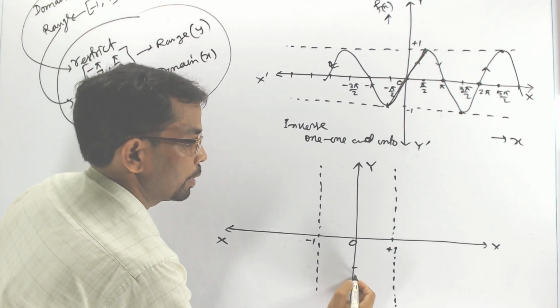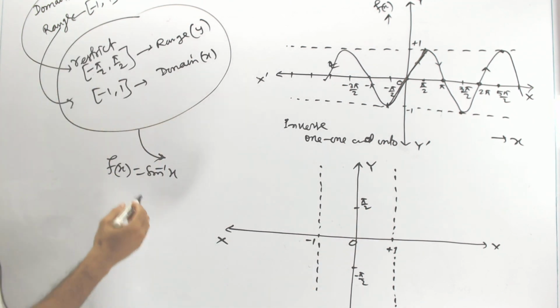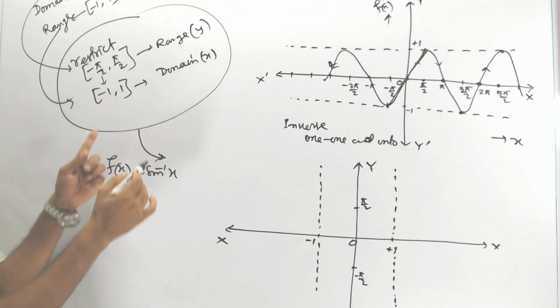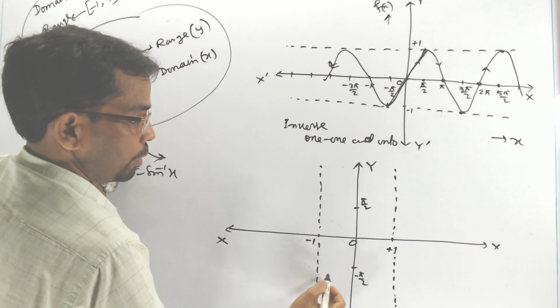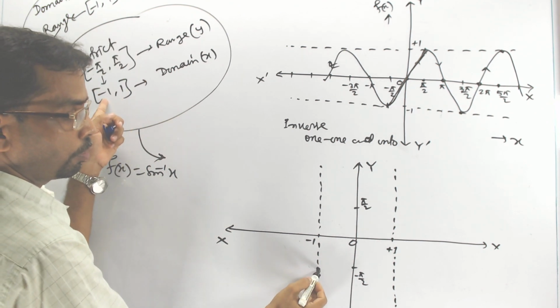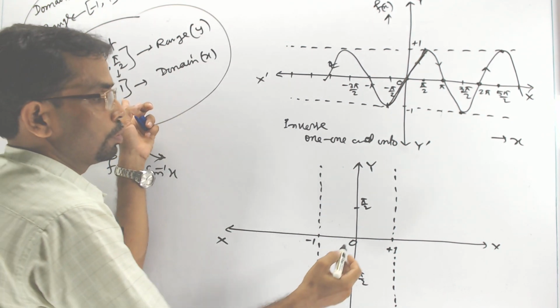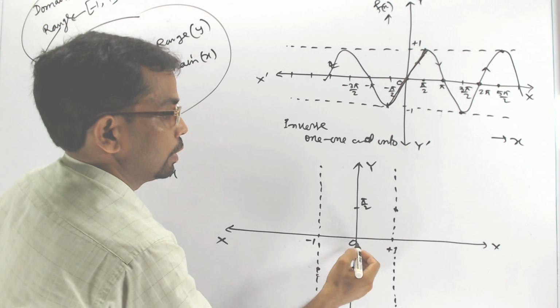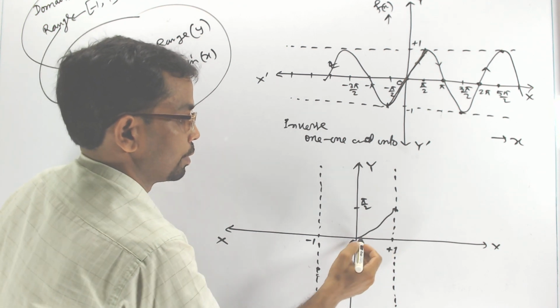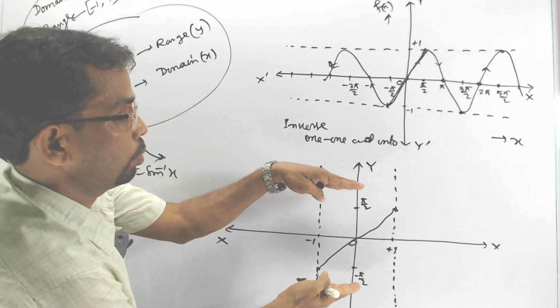So I'll put here minus pi by 2 and plus pi by 2, and then you can see that for minus pi by 2 the corresponding value is minus 1. So the point will be here, and for pi by 2 the corresponding value is 1, so it will be somewhere here, and then if we join, the curve is like this. So this is the curve between minus pi by 2 to plus pi by 2.